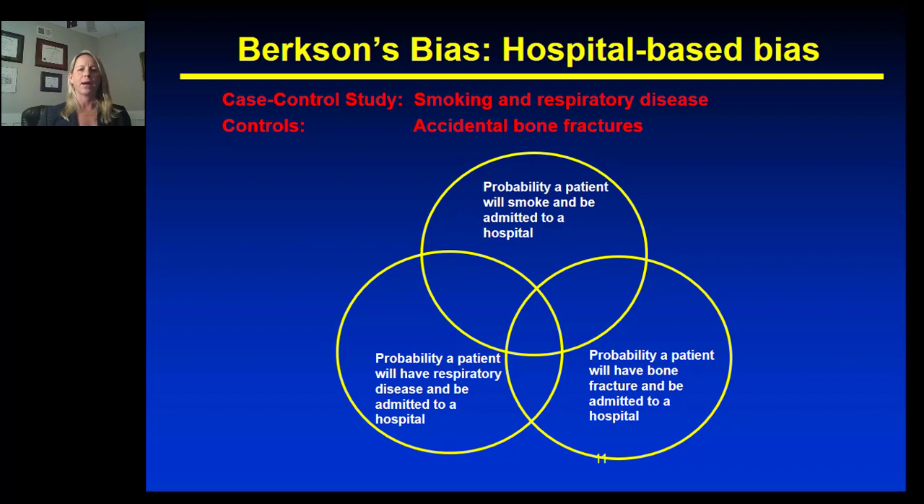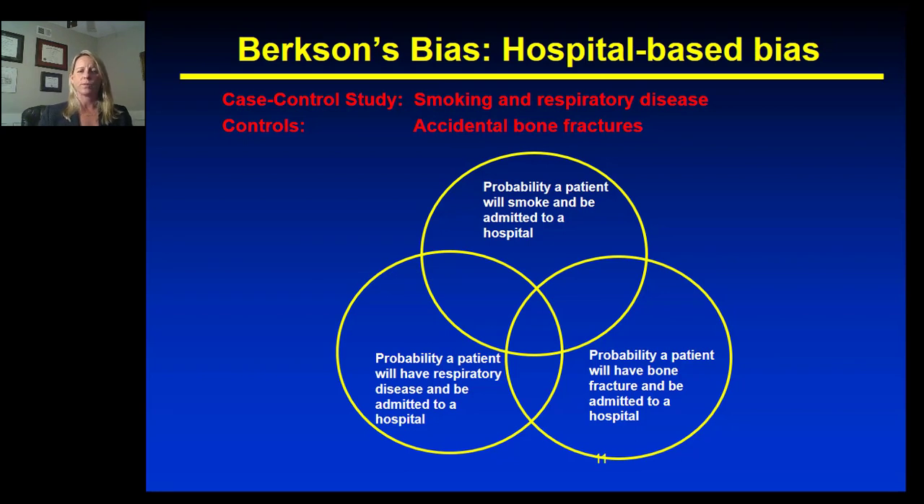As I said a moment ago, it's a type of bias in case control studies that are hospital-based. And the example I'm showing you here is a case control study looking at the relationship between smoking and respiratory disease. So individuals with respiratory disease were the cases, and this study chooses controls as individuals in the hospital who have accidental bone fractures. And again, the question is: is smoking associated with respiratory disease?